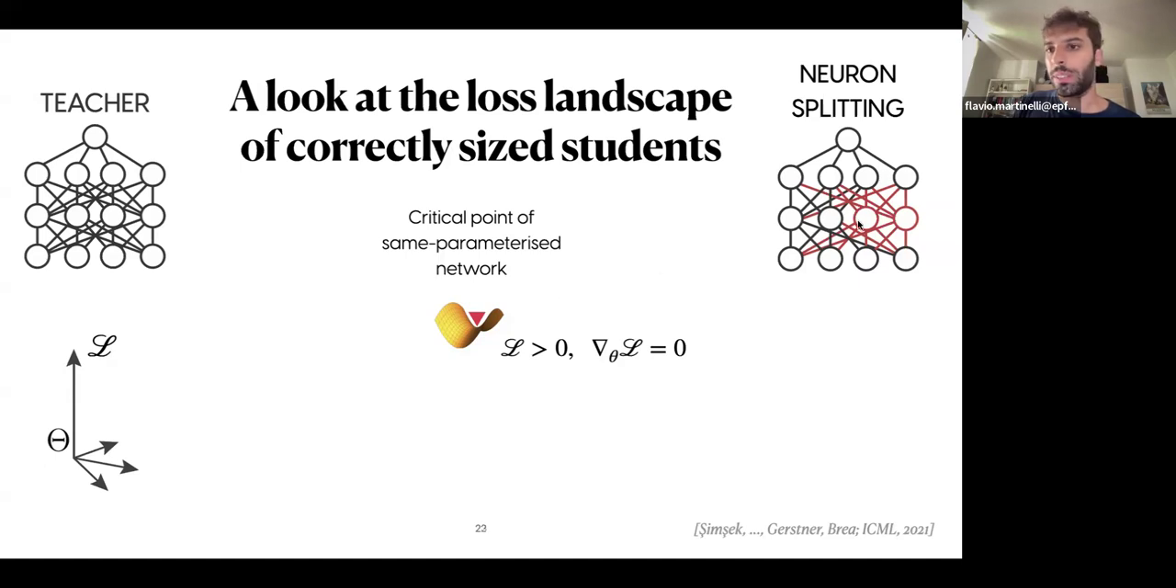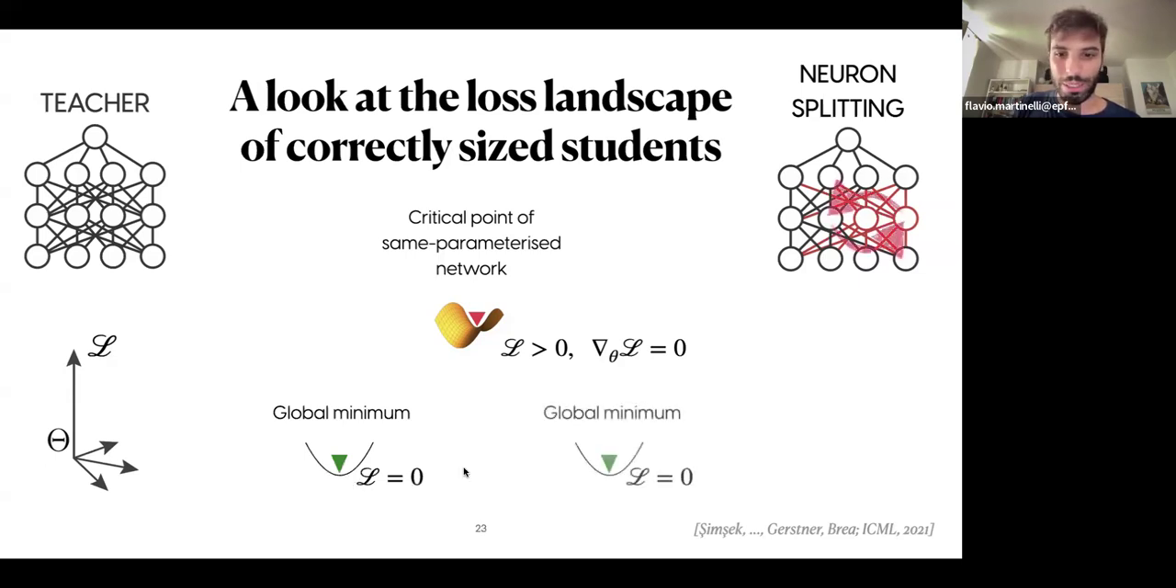What I can tell for sure is that now the two networks are of the same size. So somewhere else in the loss landscape, there is a global minimum. Actually, there is more than one, many more, because I can just permute all of these neurons. I can just swap them, and the function will remain the same. It's just I will move somewhere else in the loss landscape, but I will keep the same properties. So the loss will still be 0.